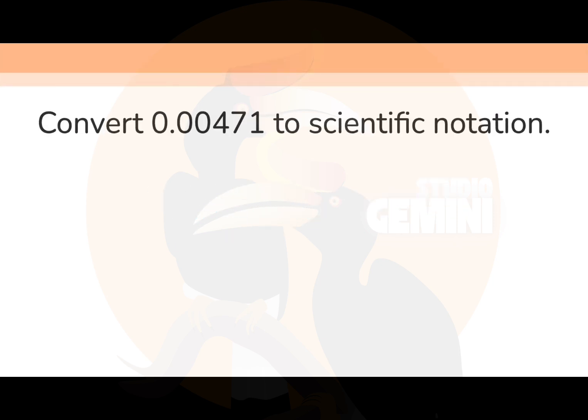In this last example, we need to convert 0.00471 from standard notation to scientific notation. This number is less than 1. Which means our exponent will be negative. As before, we start by pulling our number down and placing a decimal point after our first non-zero number. That means we will be placing a decimal point after the 4. So, 4.71 becomes the number in front of our times 10 in our final answer.